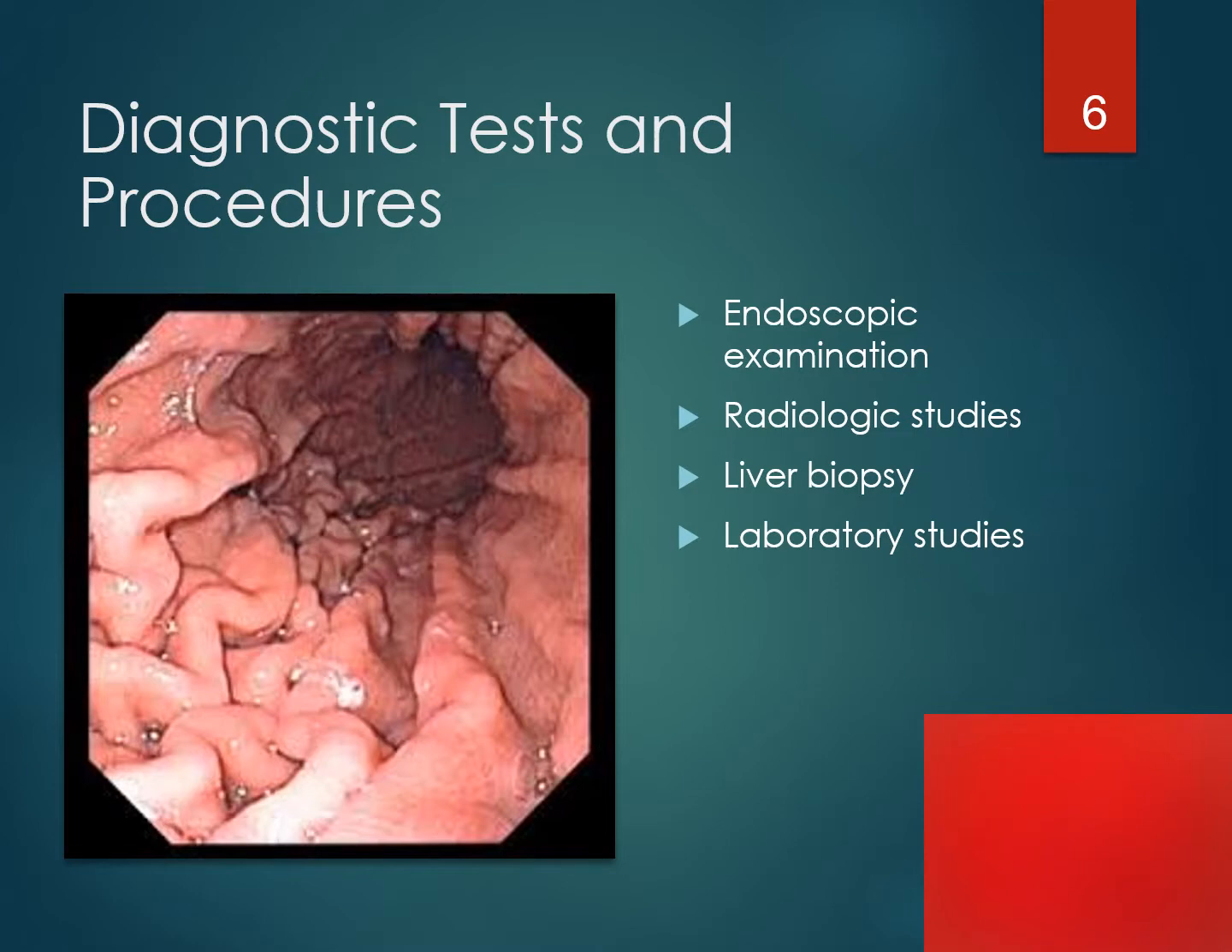The radiological studies include an upper GI series, barium swallow, air contrast procedures, CT scans, MRIs, hepatobiliary scans, abdominal ultrasounds, nuclear exams, endoscopic retrograde cholangiopancreatography, or an ERCP, which is much easier to say.